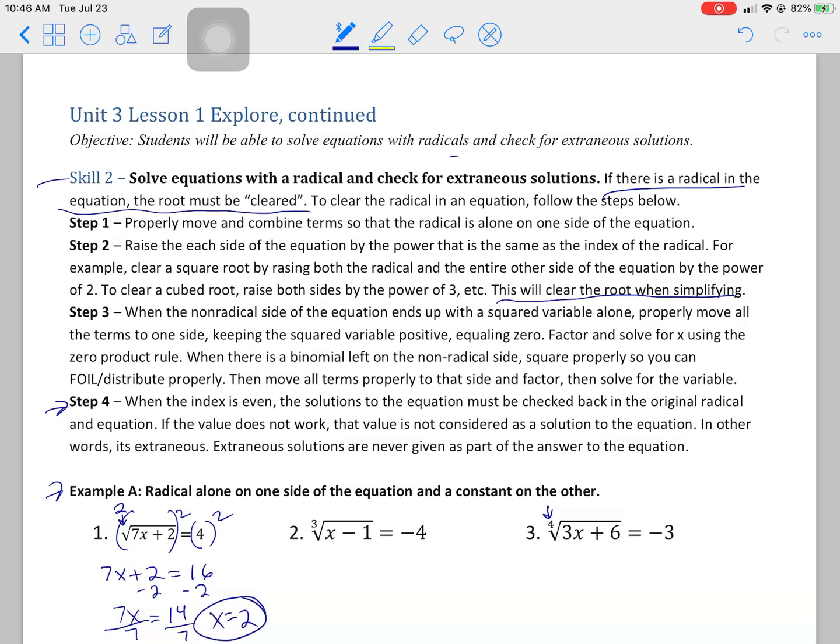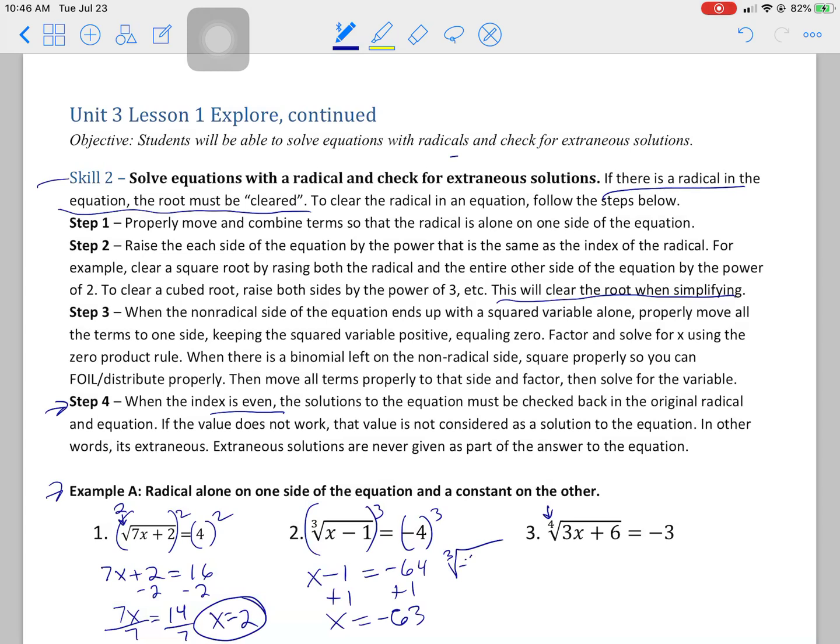All right, this one, number 2, is a cubed root, so that means I need to cube or raise it to the power of 3 both sides. So that leaves your radicand alone, and negative 4 times negative 4 times negative 4 is negative 64. You add 1, moving that over, you get a negative 63, which is kind of an odd thing. It says when the index is even, I should check, but I'm feeling a little insecure about that answer. Let me put that back in.